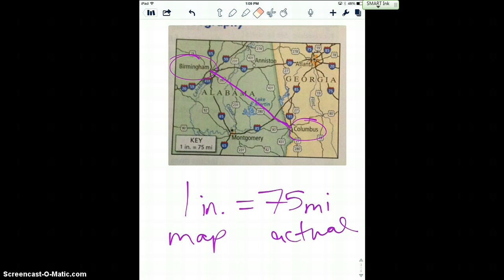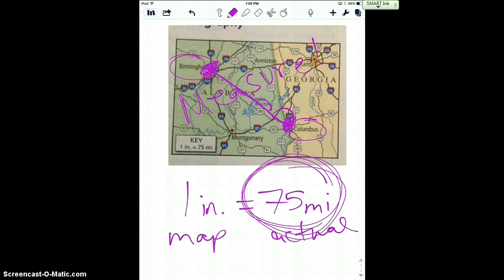What are you going to have to do? Well, you're going to actually have to measure and figure out, okay, how many inches is it from here to here, which then I could convert into miles, because every inch is going to represent 75 miles.